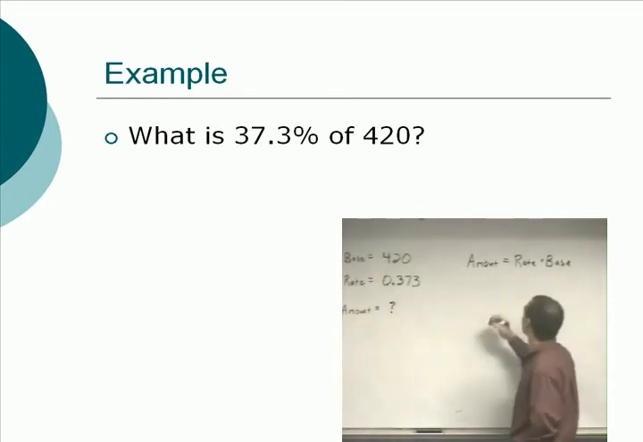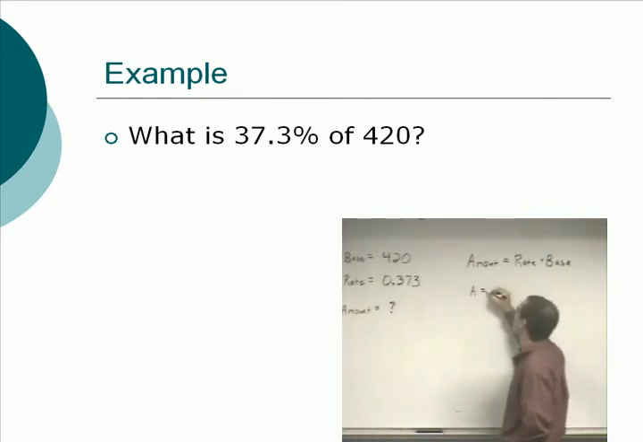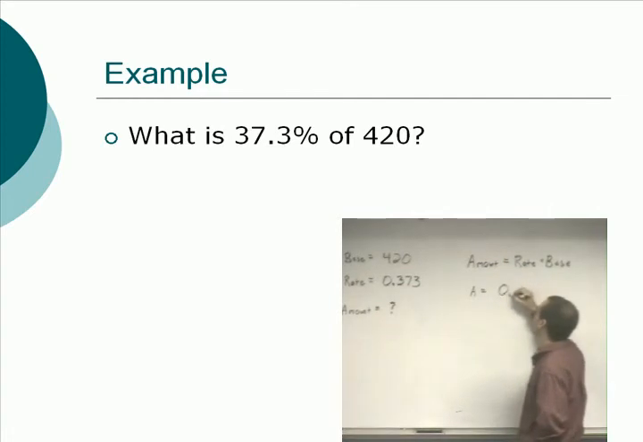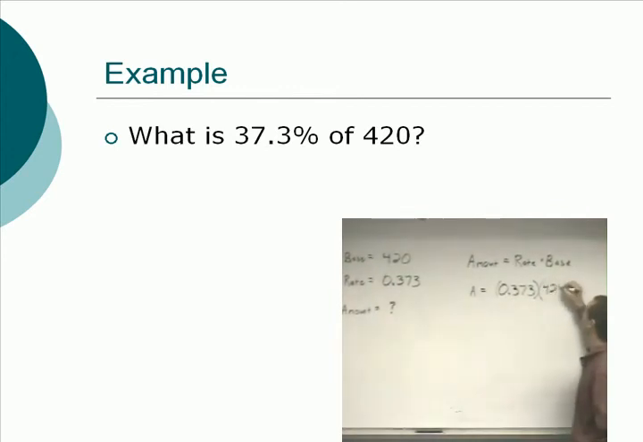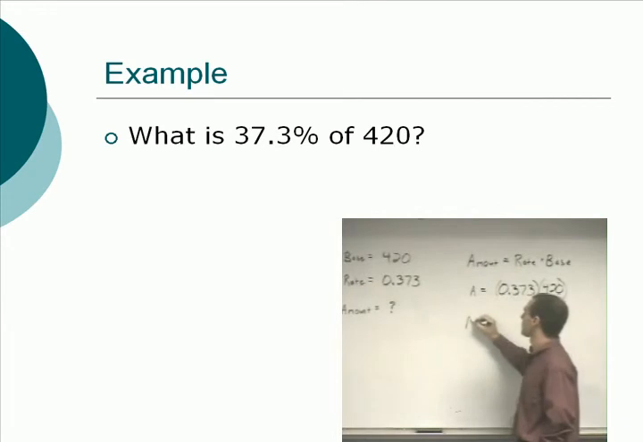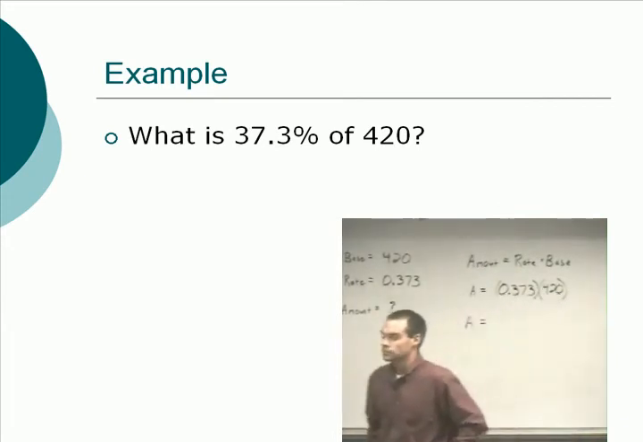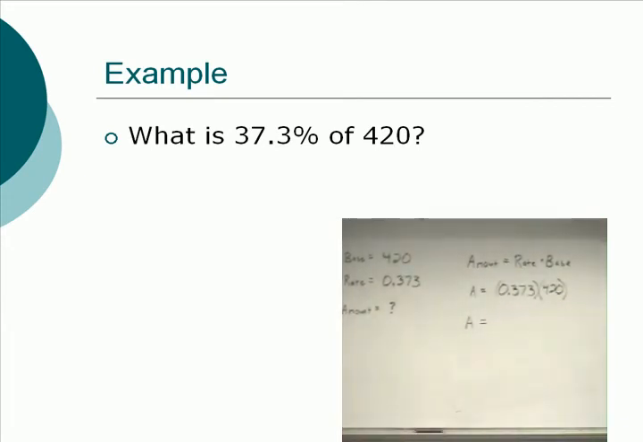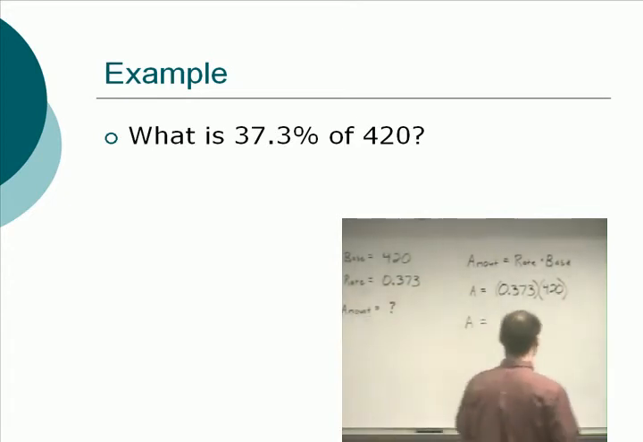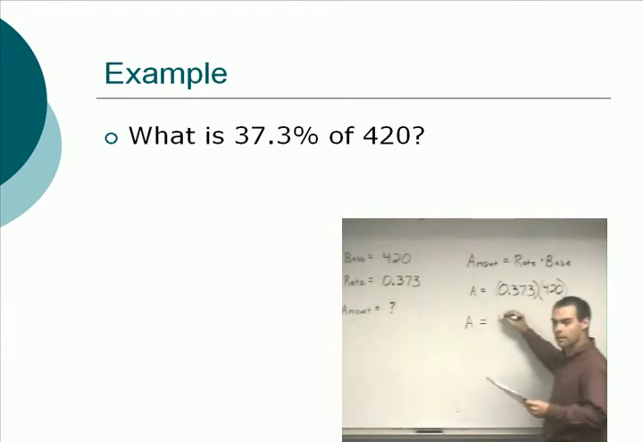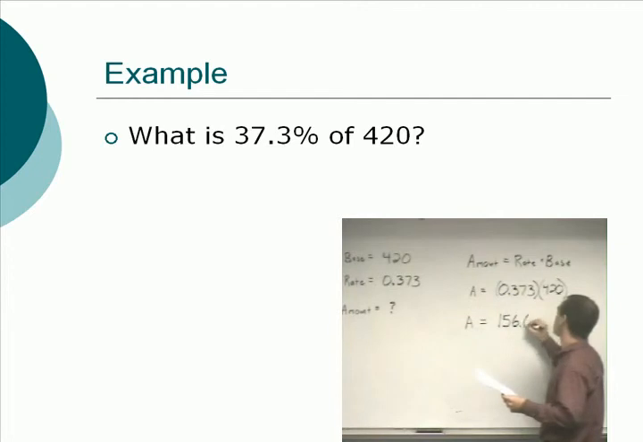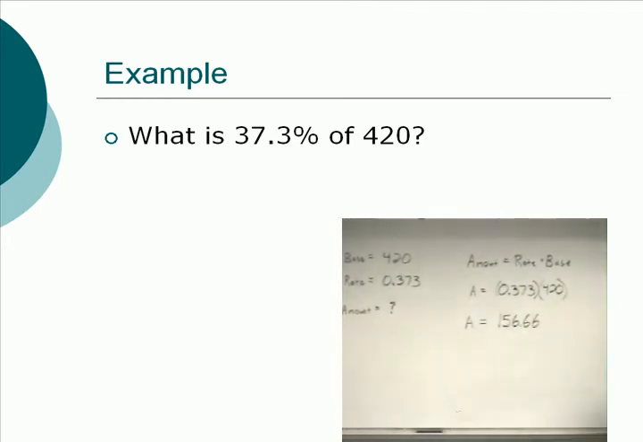So our amount is equal to the rate times the base. So our amount is equal to our rate, 0.373, times our base of 420. What'd you come up with? 156.66. Now we do need to address the sig dig issue here.